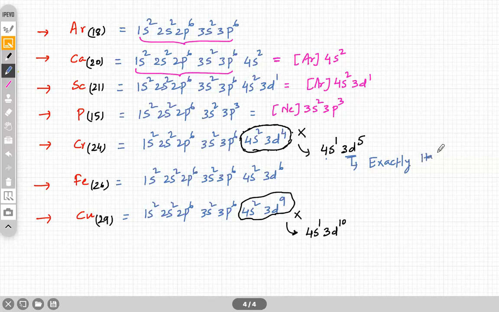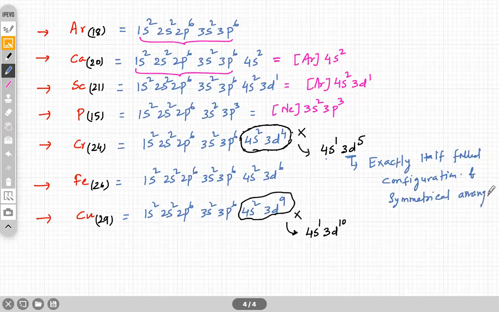Exactly half filled configuration. Half filled configuration means all the orbitals are singly occupied, one electron each present in the d orbitals. Half filled configuration and symmetrical also. We can say symmetrical arrangement.